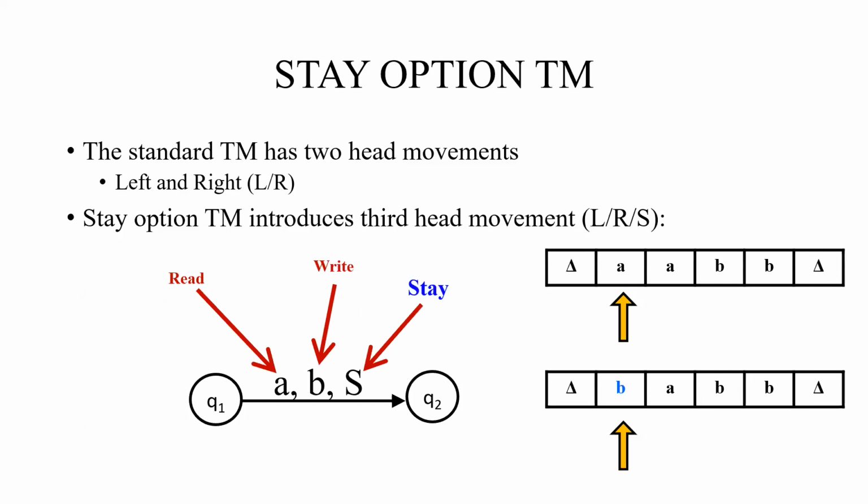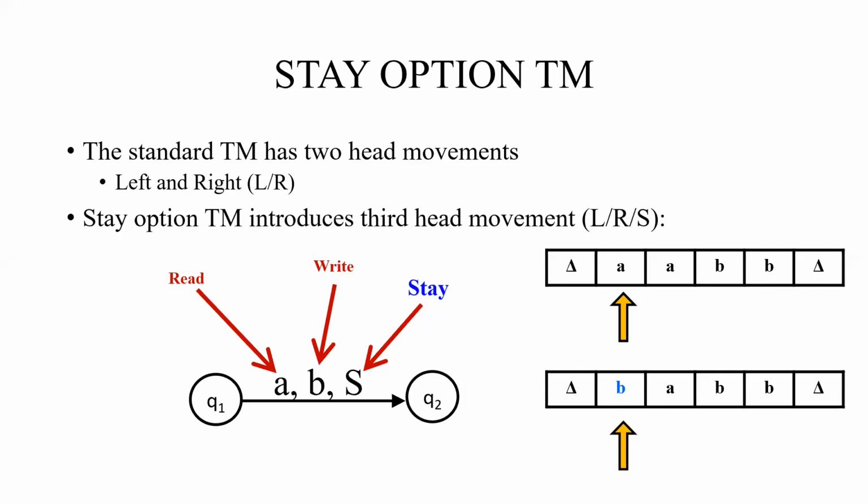Now the first machine which I am discussing is the stay option Turing machine. In the earlier Turing machines which we discussed in the last 2 classes, there are only 2 head movements, one towards left and another towards right. But the stay option Turing machine introduces a third head movement: it can read a symbol from the tape, write a symbol on the tape, and the head can remain on that particular position only.